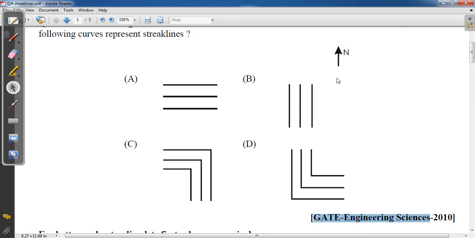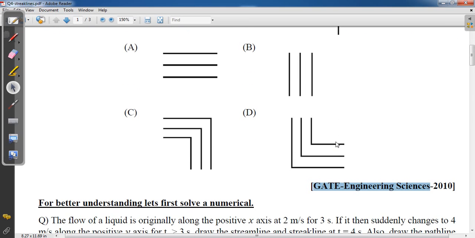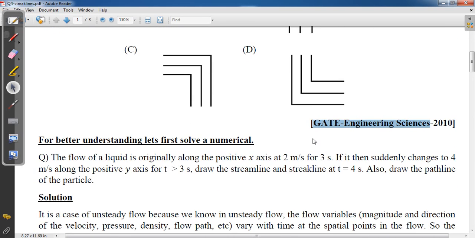At first instant, it seems very difficult to approach this question, because these lines we study, we read out the definition, but we don't study in depth. So today we will study in depth. Before attempting this question, let's first solve a numerical problem where the numerical data is given.